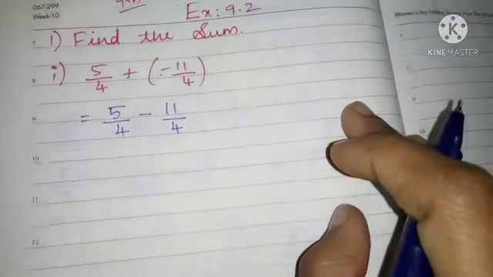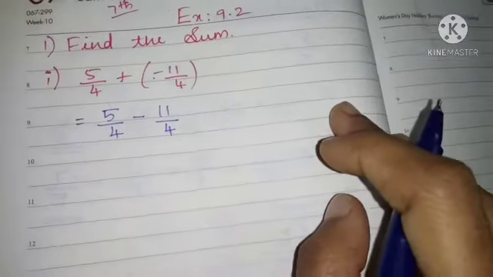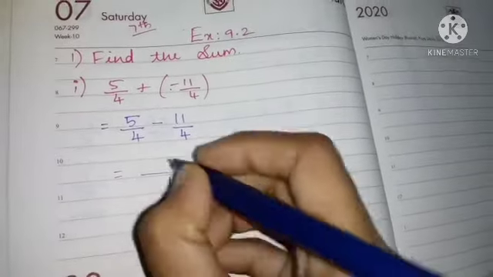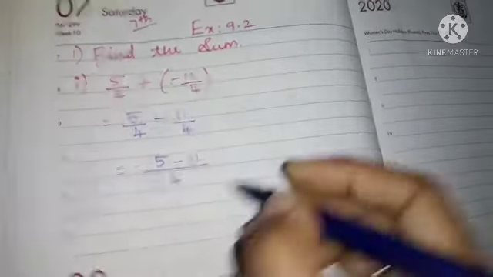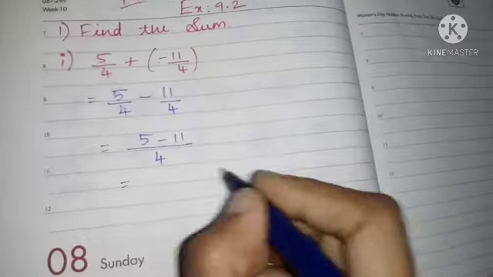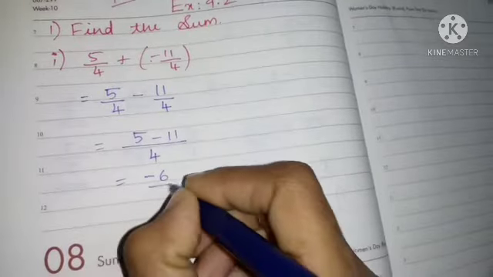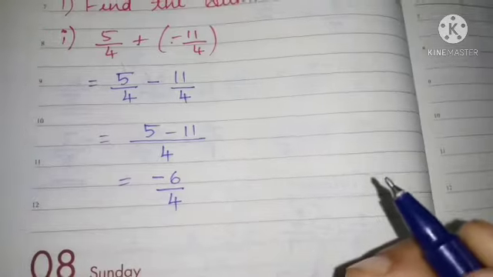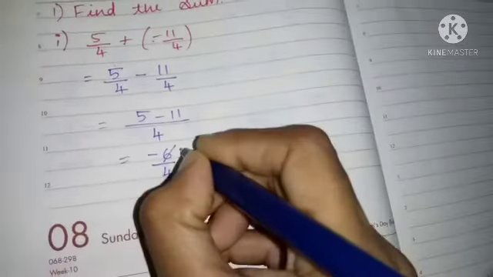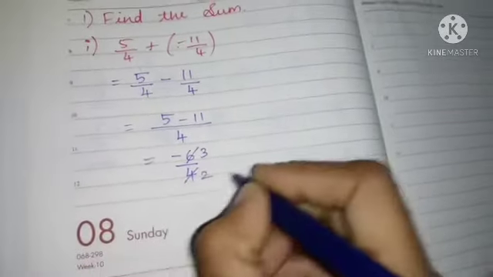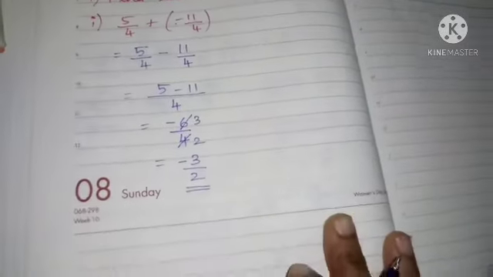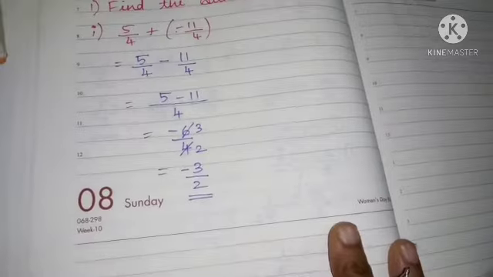You should check whether our denominators are same. Yes. So 4 common, 5 minus 11. So 5 minus 11 is what? Minus 6 divided by 4. Can we do the simplest form if possible? Yes. In 2 table, 2 3s are 6, 2 2s are 4. So answer is minus 3 by 2.